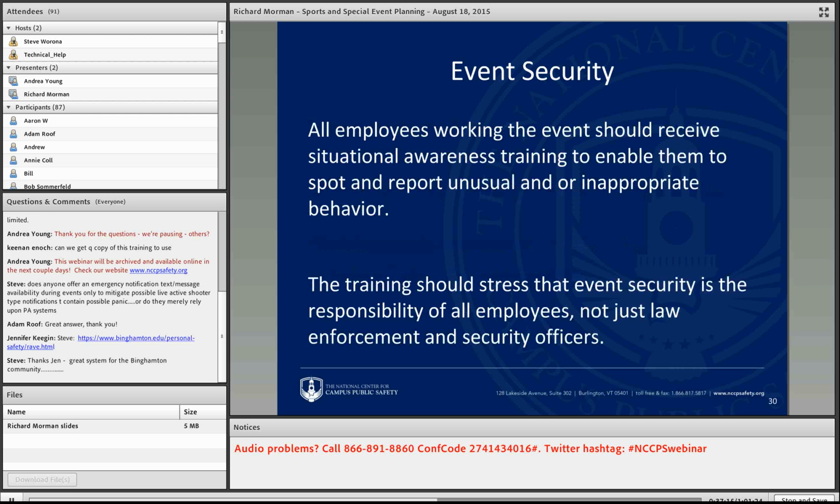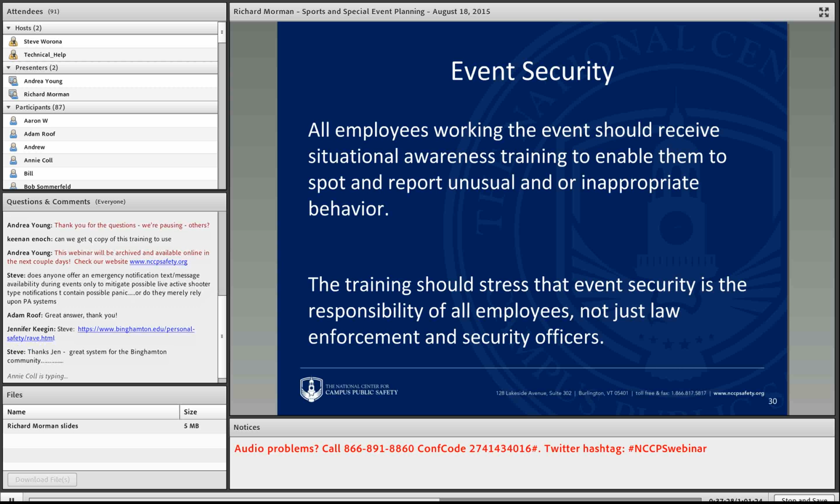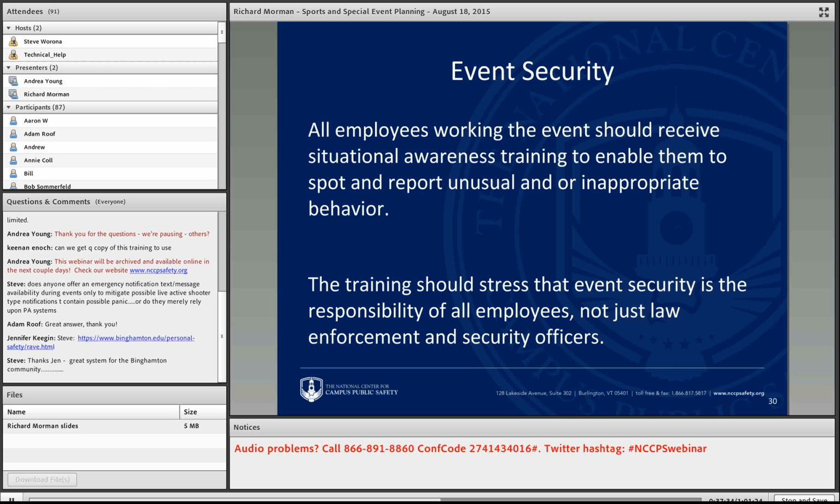All employees working the event should receive situational awareness training to enable them to spot and report unusual or inappropriate behavior. Several years ago, we started teaching everybody at the Ohio State University football games, the ushers and the ticket takers, and we discovered there were 1,400 and some extra sets of eyes and ears. We would go in preseason and teach them basically to see something, say something. And that paid dividends. They would call things in, not necessarily what they thought was terrorism, but just unusual behavior or something going on in the venue that they thought they should report. They also would share their concerns, so you get a lot of positive feedback. So you just incorporate that into their training.